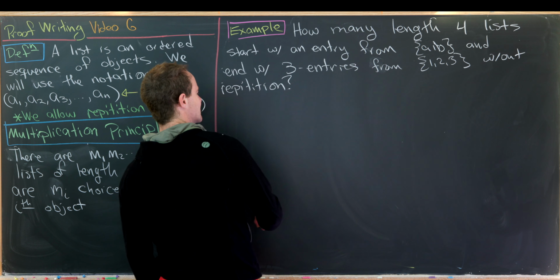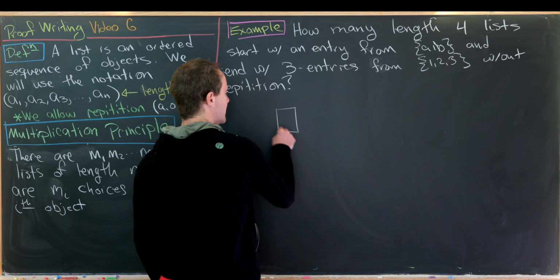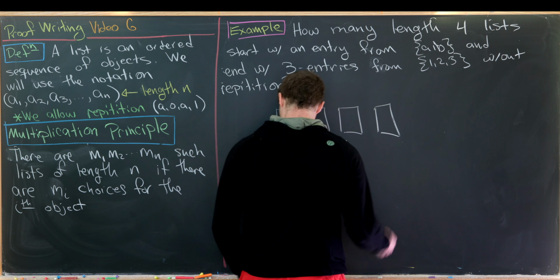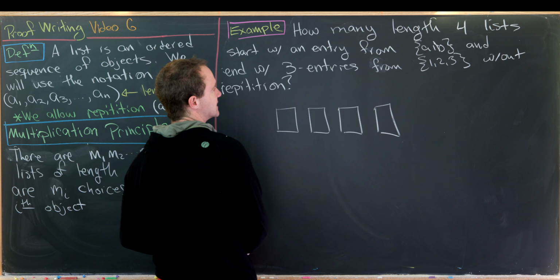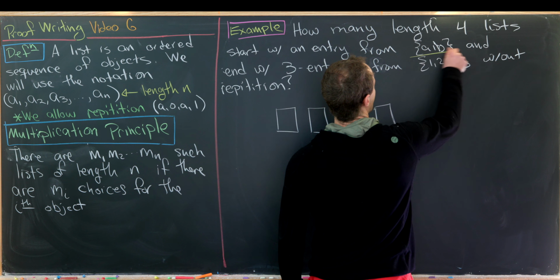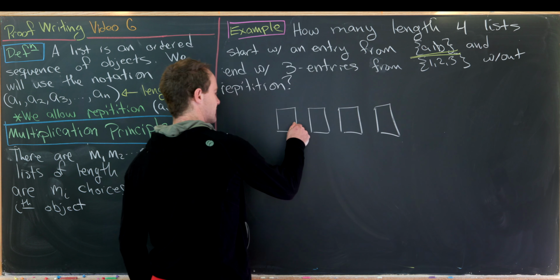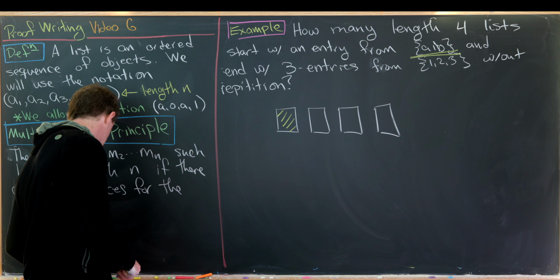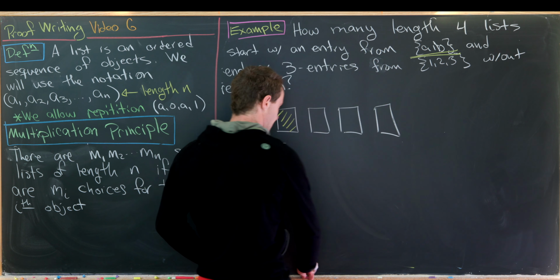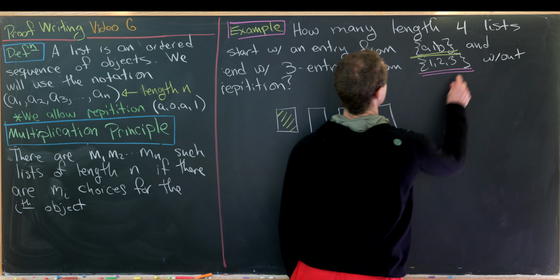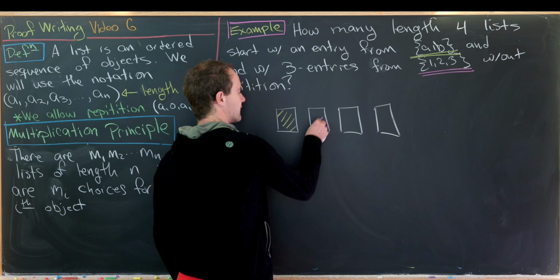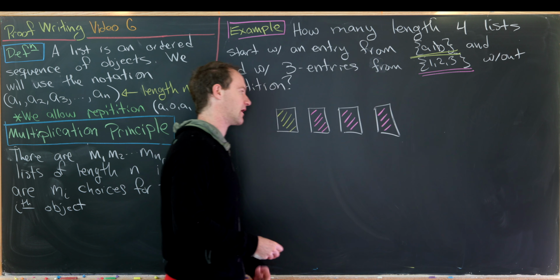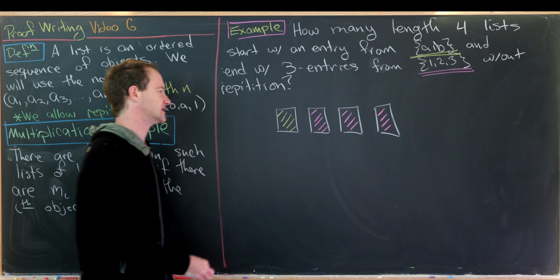Okay, so the way I like to do this is maybe put an open box for my four choices. Great. And now let's color code this a little bit. So maybe I'll underline this in yellow to show that my first choice comes from that set containing A, B, but then I'll underline this in magenta to show that my second, third, and fourth choices come from the set containing 1, 2, 3 without repetition. So now let's count it up.